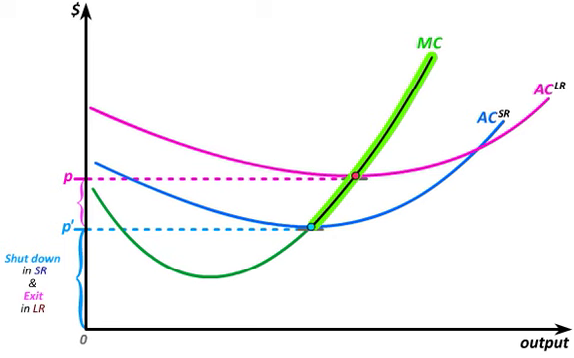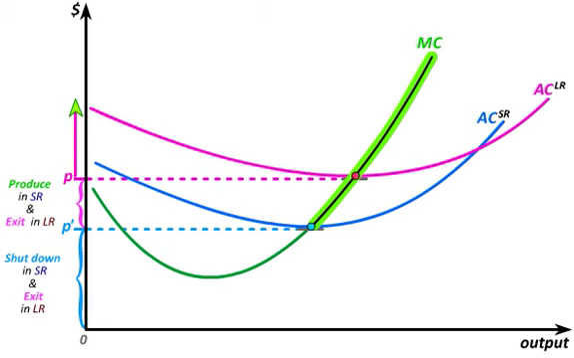If the price falls between P and P prime, it falls above the short-run shutdown price of P prime, and the firm will therefore produce in the short run along its marginal cost curve. In the long run, however, the price is falling below P, below the zero profit long-run price, and therefore the firm would exit in the long run, even though it doesn't shut down in the short run.